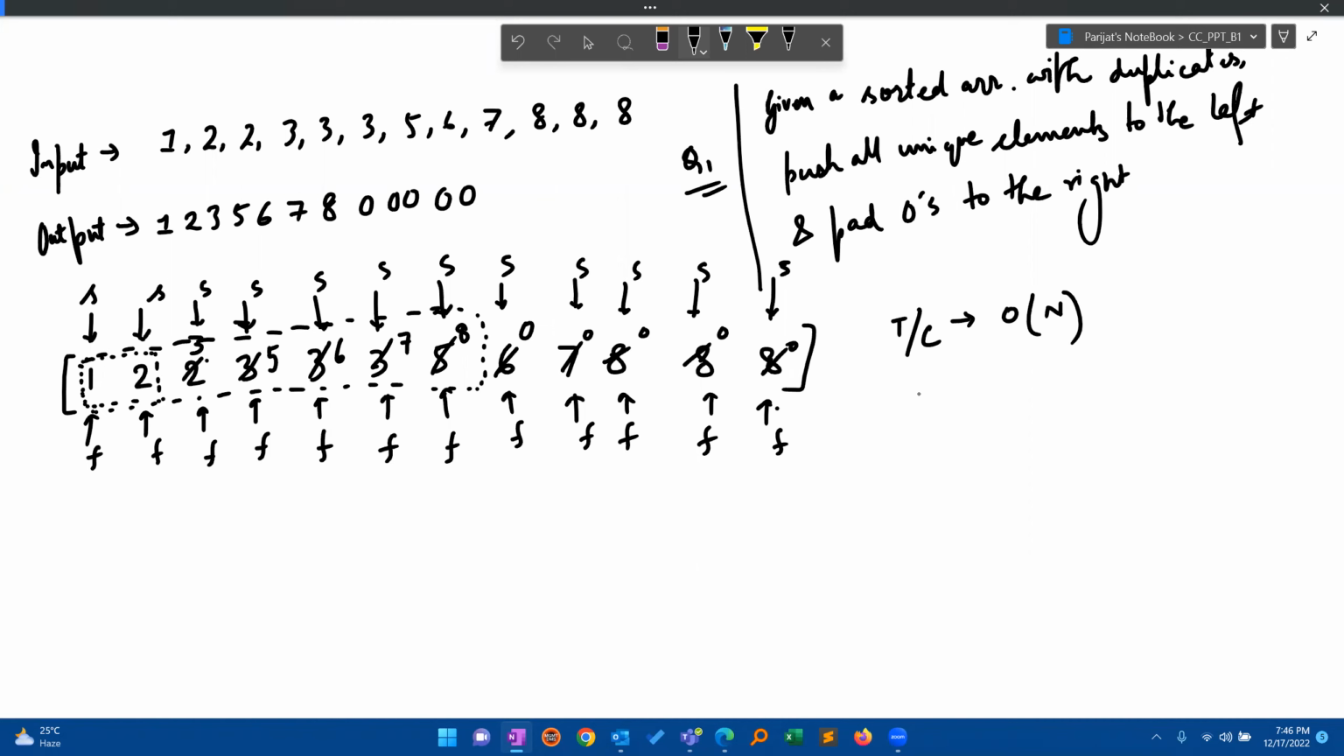The other more complex solution would have been to keep a map and keep the counts, or keep a set and find the unique values and then replace them in the array. But that would use extra space. Here we are just using two pointers, so constant space. So this is a good two-pointer solution to this problem that we can come up with.